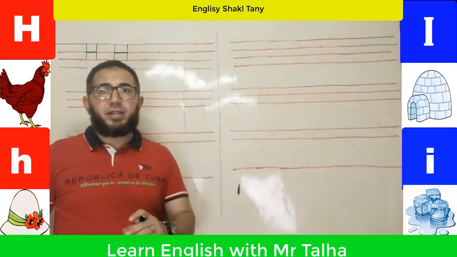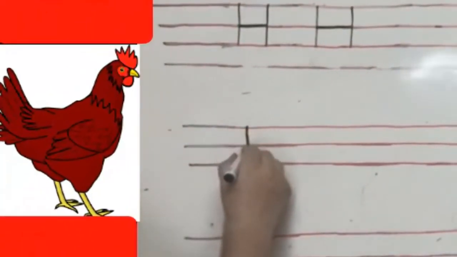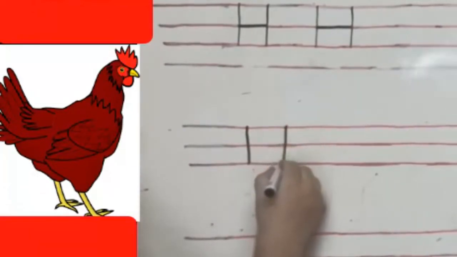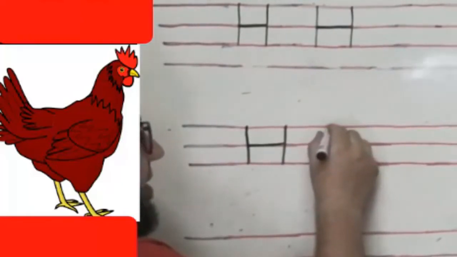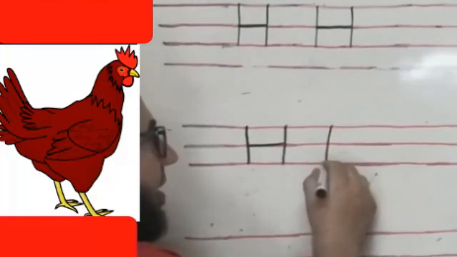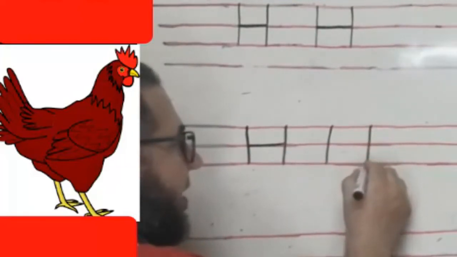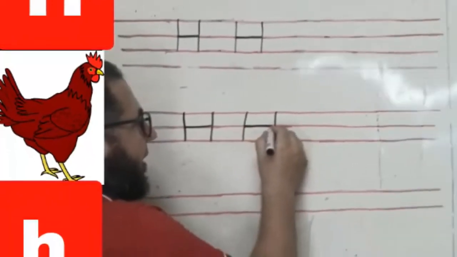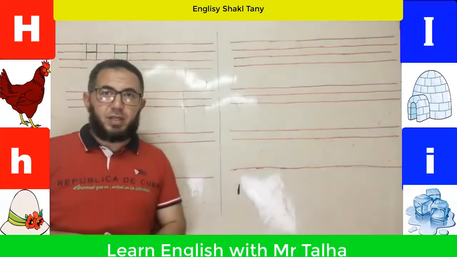Let's see how to write it on the three lines. From the first line to the third line. Another one from the first line to the third line. Then a sleeping line between them from left to right. Again, from the first line to the third line, another straight line from the first line to the third line, then go from left to right. It's capital H.